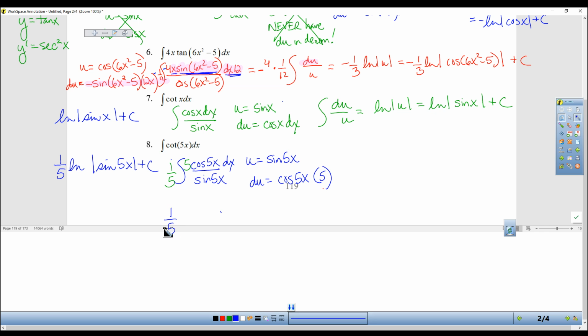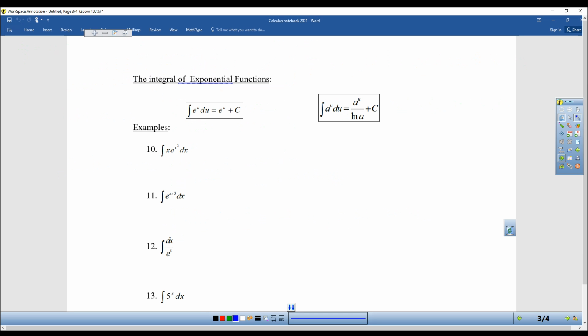So now I can rewrite this. The 1/5 is a constant and it stays. But this entire piece, the 5, the cosine of 5x, and the dx, all become du over u. I have the format that I'm looking for. So I can change this to natural log of the absolute value of u. And my final answer is the natural log of sine of 5x plus c. Great. Let's go on to the next page.